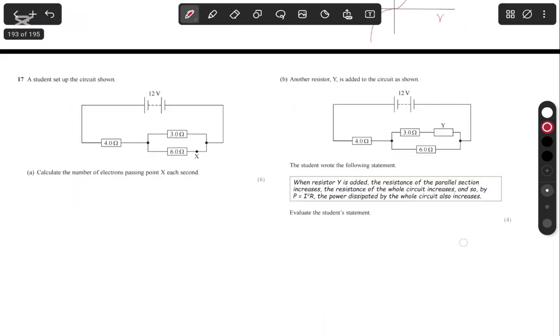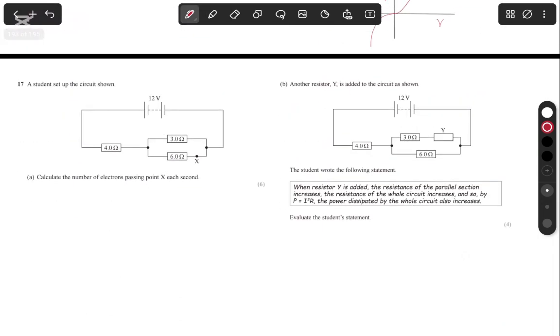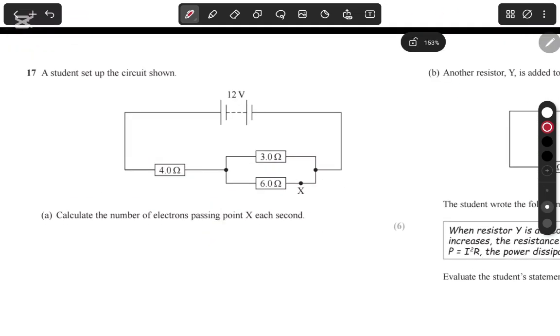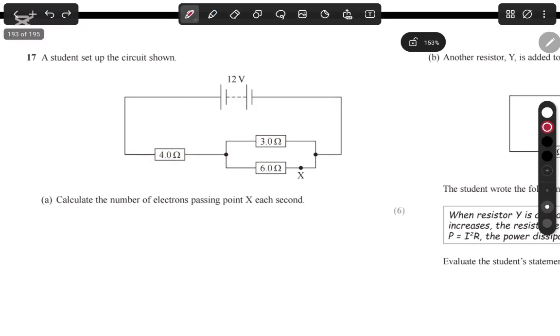Now let's move on to a bit more of a lengthy question, which is this. Question number 17. This is a 6-marker calculation question. So the question is going to tell us that a student set up the circuit as shown. So we can see that there is a 12-volt battery, 4 ohm resistor, and we have a 3 ohm and a 2 ohm resistor that are connected in parallel. And we have to calculate the number of electrons passing through this point X.